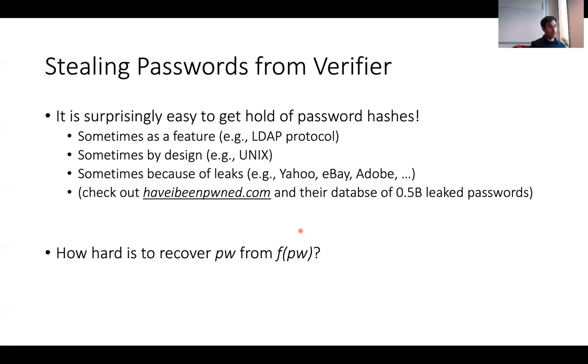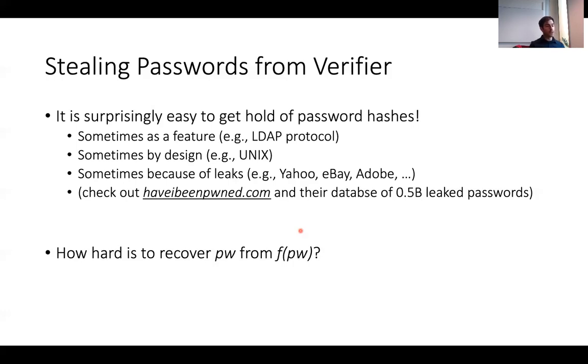This can also happen by design. For instance, in the Unix operating system, it's a multi-user system where different users live on the same system, and different users all have access to the same password file. So all users can see the hashes of the passwords. Sometimes the password hashes leak because of simple leaks. Someone attacks the system, and therefore a big chunk of some database or some password file leaks.